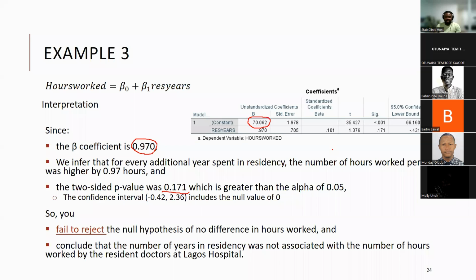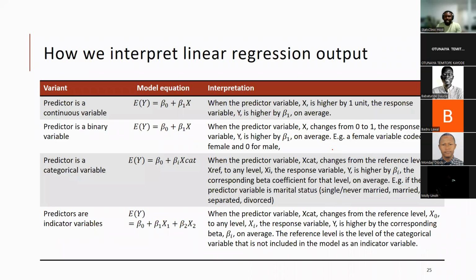All right. So this is interpreting the linear regression. In the last couple of minutes we spent interpreting the case where the predictor is a continuous variable, right? So I want somebody else to tell us how you would interpret a different case. Let me give you an example.